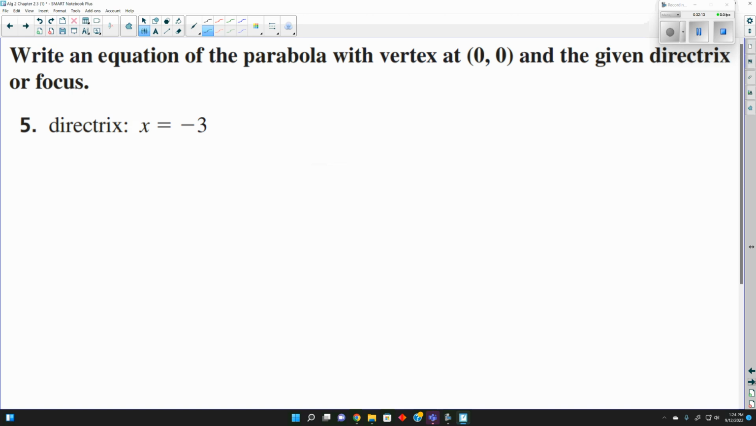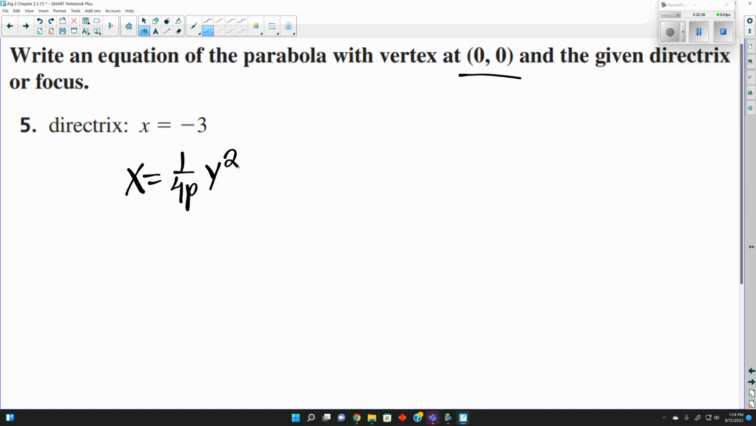Write an equation of the parabola with the vertex 0, 0, given the directrix or focus, 0, 0. So, which one has x equals for directrix? Yeah, 1 over 4p times. Because only one of them has a directrix that is x equals.